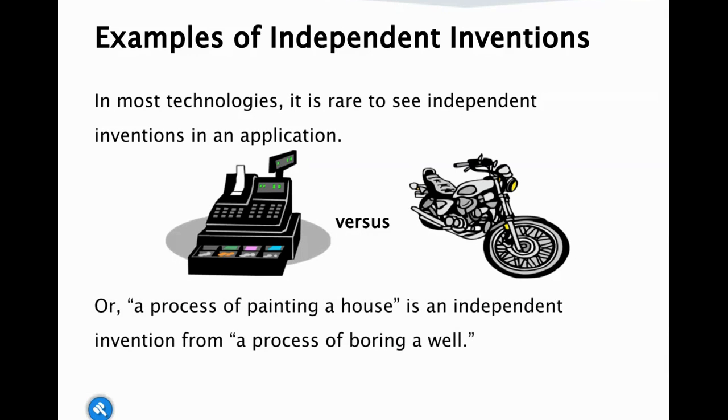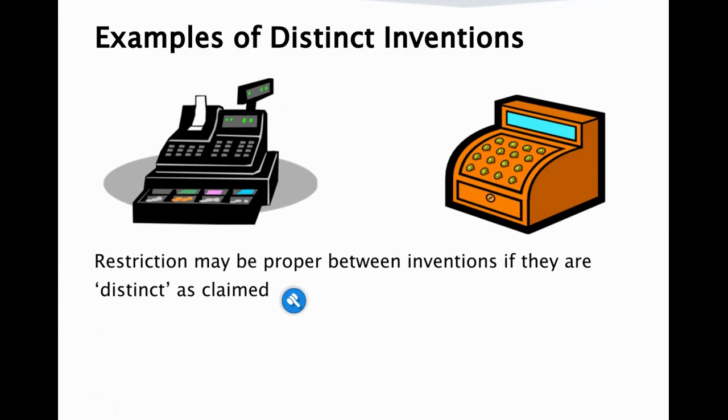Can a similar analysis be made for the second example? The process involved in painting a house would not be connected to the process of boring or drilling a well in terms of the design of the process, the particular steps involved in the process or operation, nor the end result or effect. The criteria for determining if a restriction requirement is appropriate is that the inventions are independent or distinct.